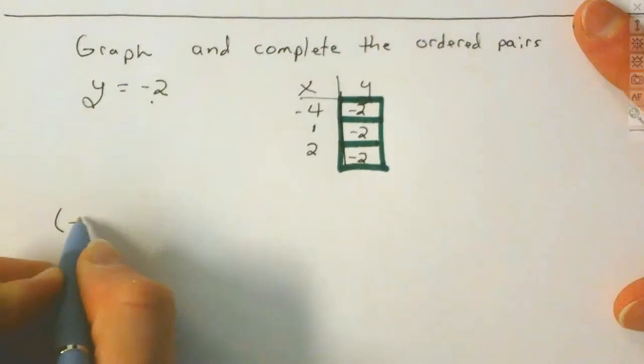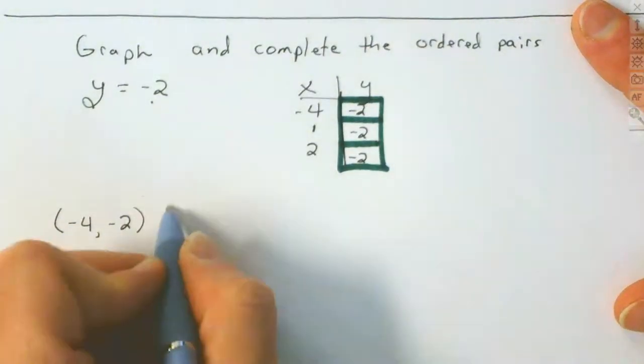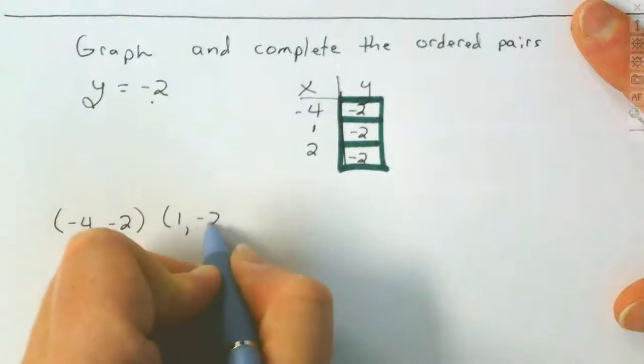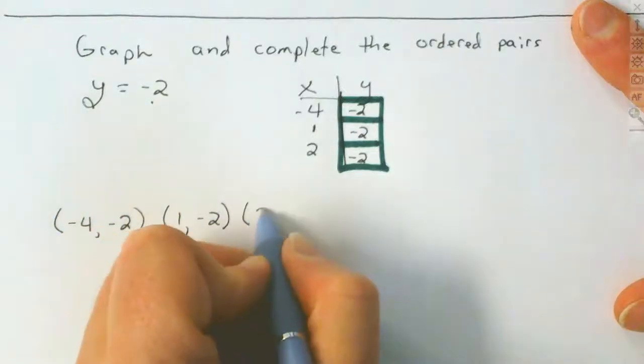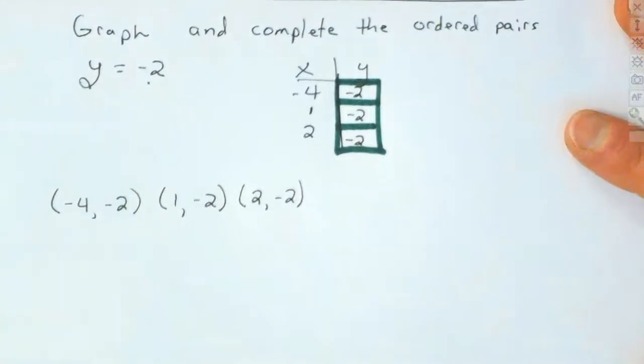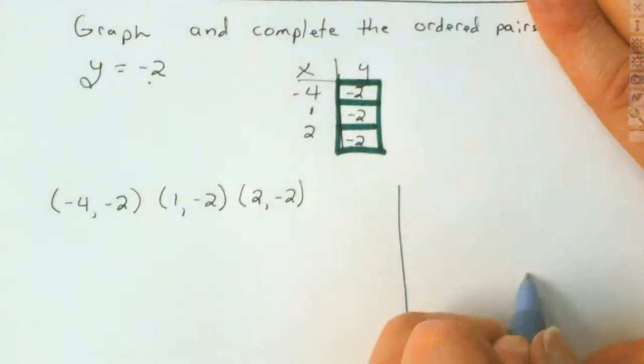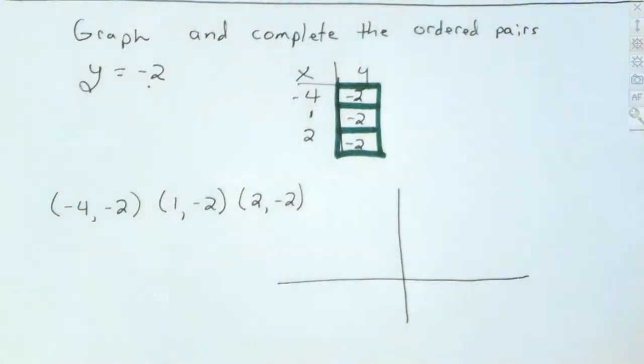So as ordered pairs, we would have -4, -2. We're going to have 1, -2. And we're going to have 2, -2. And we just talked about this a moment ago, but this should make a horizontal line. And let's plot our points, connect them together, and make our horizontal line.